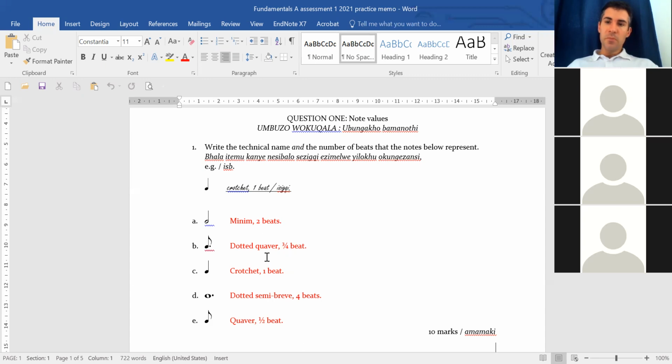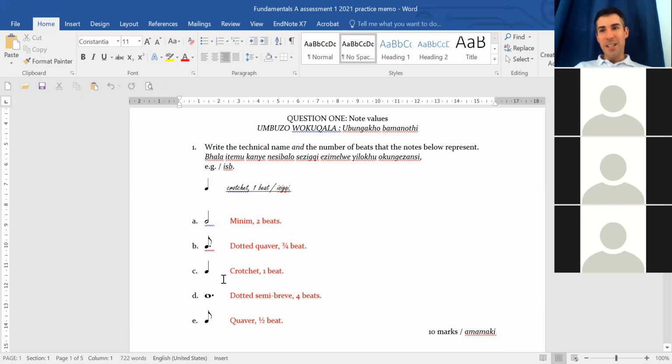It adds a half, right. So a dotted quaver is a half plus a quarter, and that equals altogether 3/4. Dotted quaver is 3/4 of a beat. Then we've got over here, crotchet.